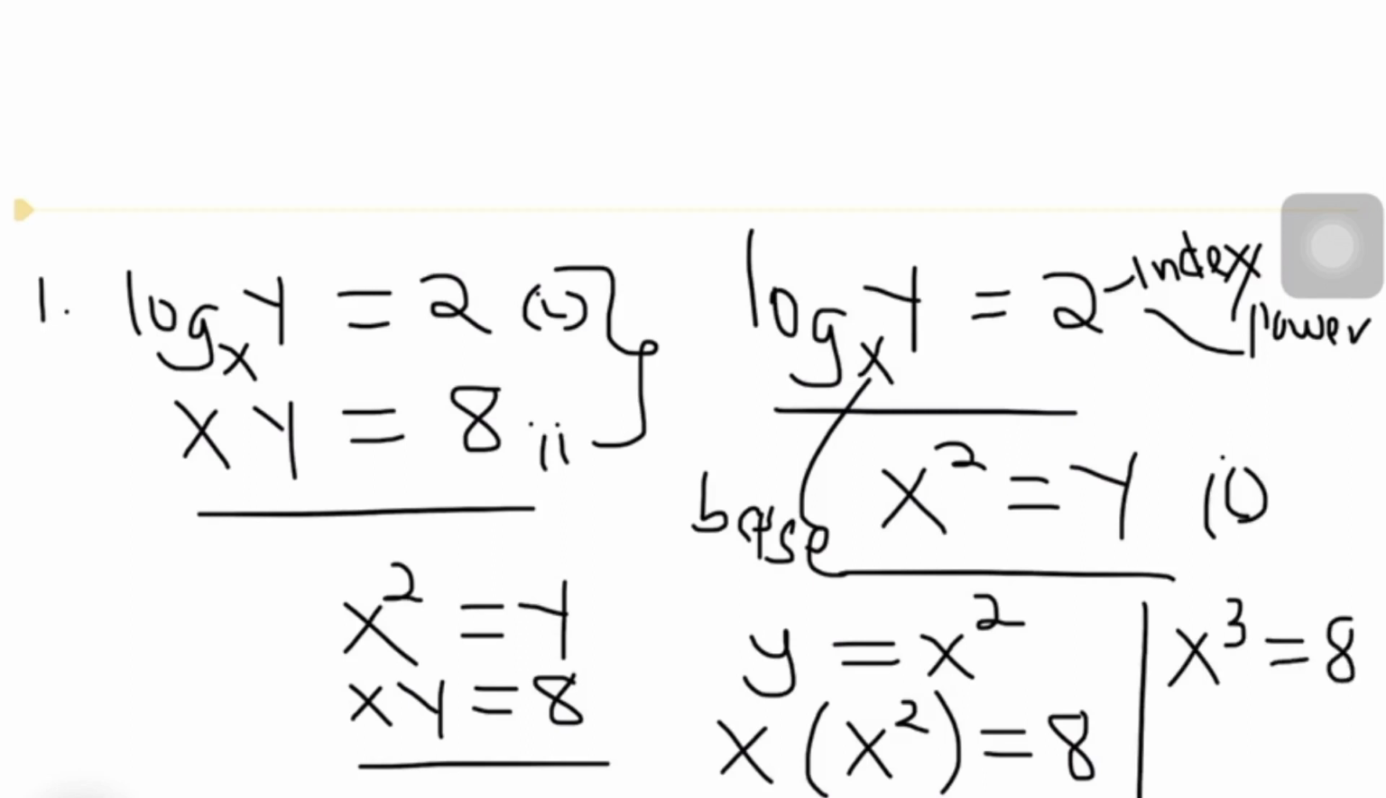To solve for the value of x from here, we can decide either to find the cube root of both sides. That is option number 1. And option number 2 is to change this 8 into a base, then a power. So the first way is to get the cube root of both sides. The cube root of x cubed is x, and the other one is 2.